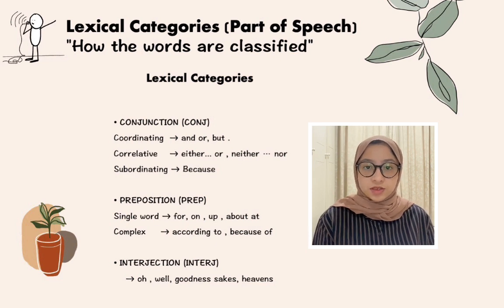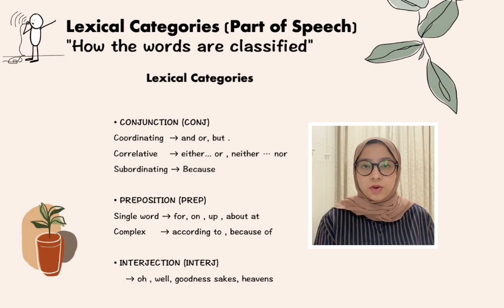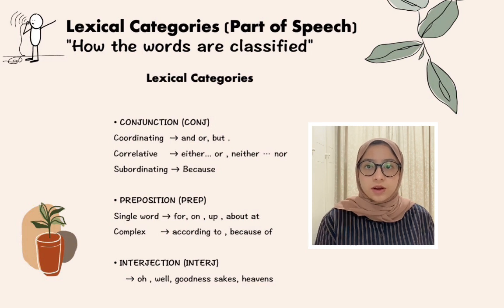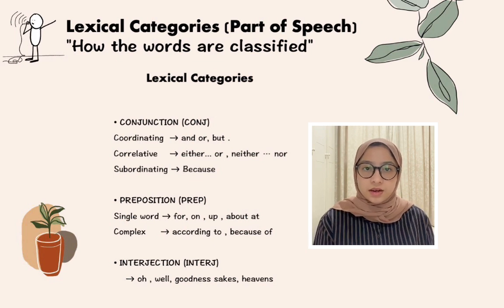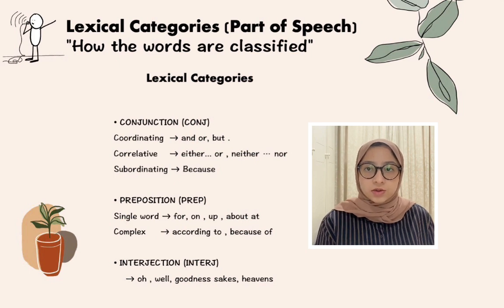Next is preposition. Prepositions usually introduce a phrase that ends in a noun or pronoun. They show a relationship between the object and another word or words in the sentence. There are two subtypes of preposition. First is single word, for example for, on, up, about, at, below, by, and in. And then complex prepositions, for example according to, because of, in front of, on account of, and instead of.